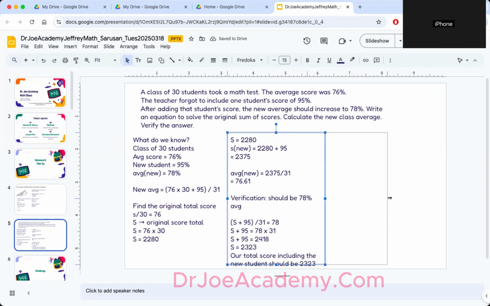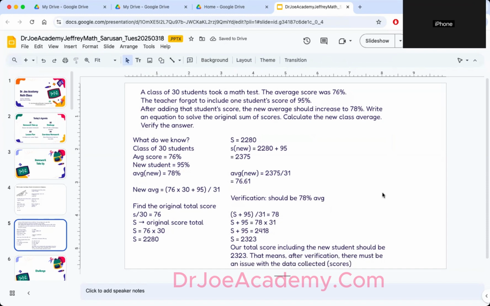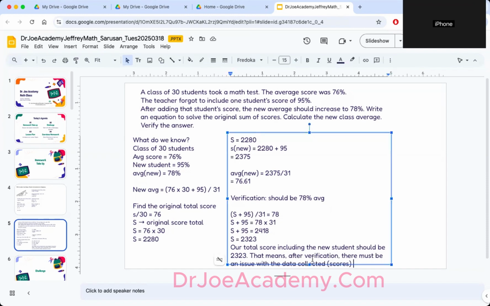So what does that mean? That means after verifying, there must be an issue with the data collected scores. So that's basically just what this question's all about. It's practicing the ability to analyze whatever data was given to you and to verify if that data is even correct or not. In our case, it's not. It's not correct because it should be 2323. It ended up giving us some other number.